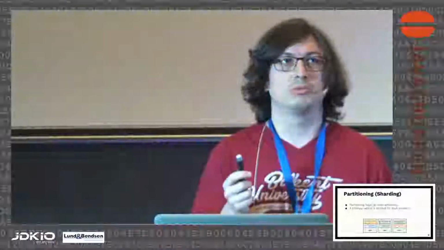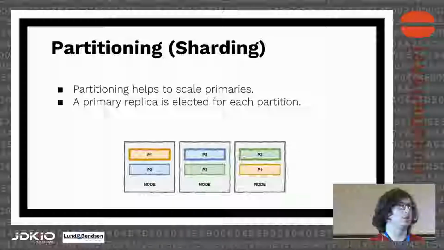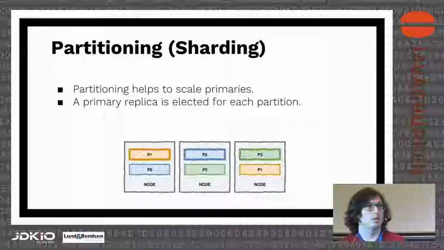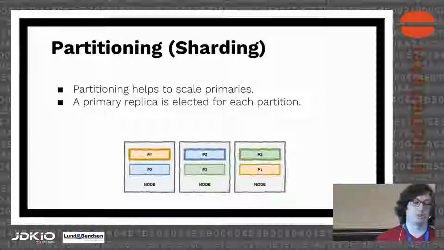And there is one minor problem in this approach because a primary can easily turn into a bottleneck, since storage and throughput are limited by its capacity. To overcome this problem, we apply another technique, partitioning, which is also called sharding. So in this one, we divide our key space into partitions and replicate each partition independently. And we also elect independent primaries for each partition.